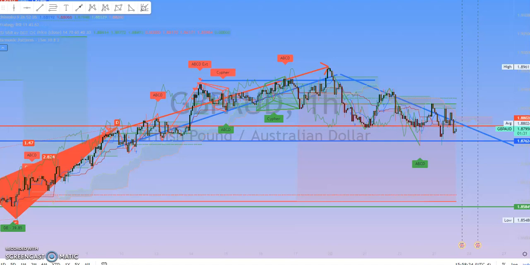So here we are. This is GBPAUD. Well, you can see it right here. I just leave it right there. I closed out my trade for GBPJPY, and that was about, that was a few $1,000.